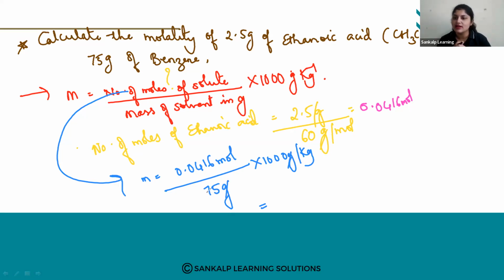Harshita, answer. 0.0416 divided by 75. How much are you getting? Harshita, are you there? Now I'll take each one's name. That time only you have to answer. I should understand whether you are there or not.